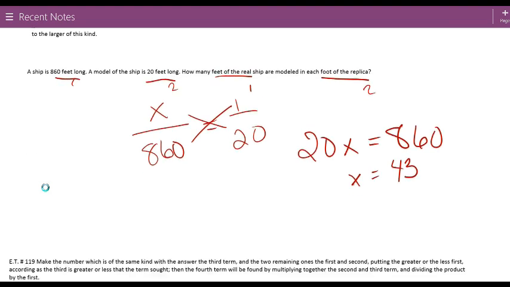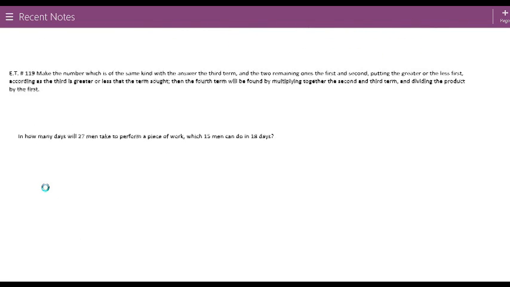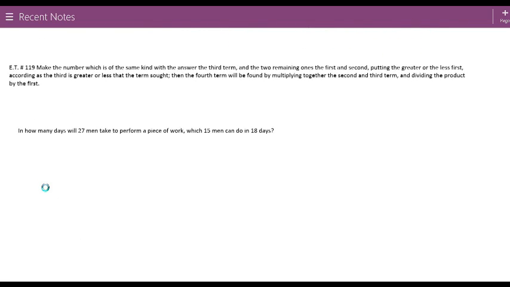Now in section 119 it talks about when your numbers are given in a little bit of a different method. For example, the question that they start with is, in how many days will 27 men take to perform a piece of work which 15 men can do in 18 days?